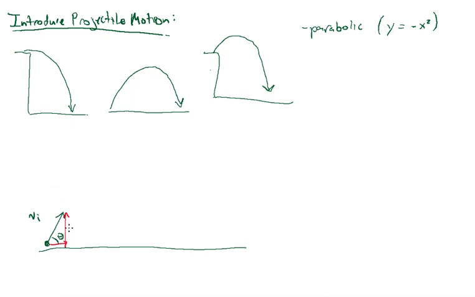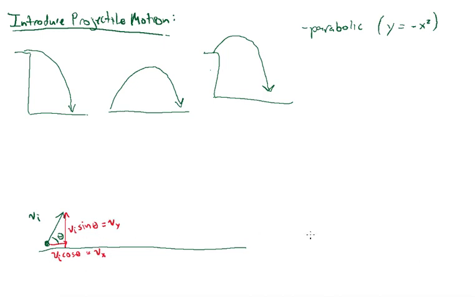So this one here, just like before when we did all these components of vectors, this would be vi sine theta, and this horizontal velocity would be vi cosine theta. So this you could label as v sub y, so velocity in the y direction, and this is velocity in the x direction.